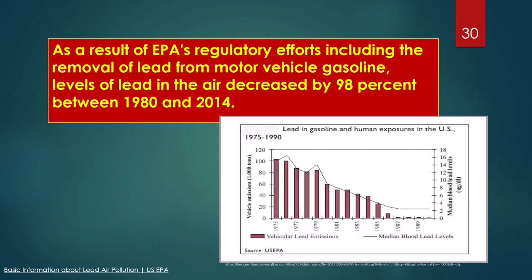As a result of EPA's regulatory efforts, including the removal of lead from motor vehicle gasoline, levels of lead in the air decreased by 98% between 1980 and 2014. That decline in air lead levels was associated with a dramatic decline in median blood lead levels in the United States, as demonstrated on this graph.